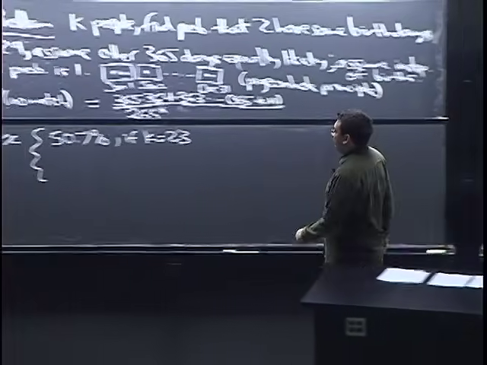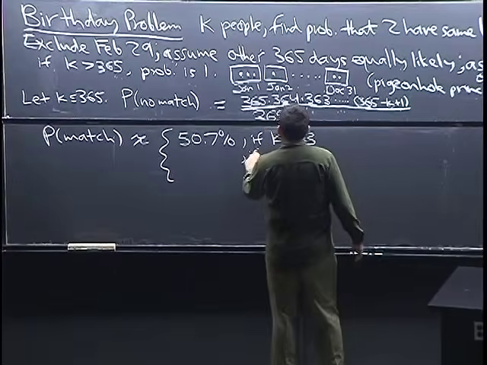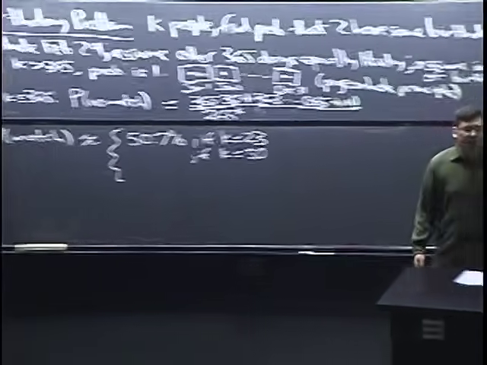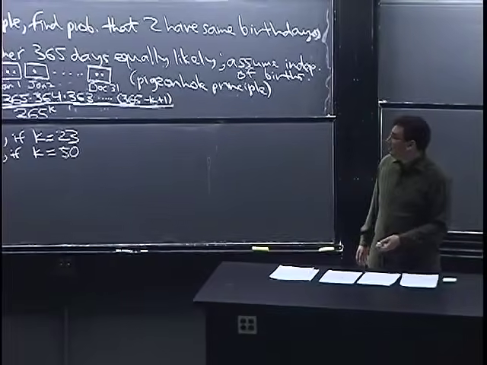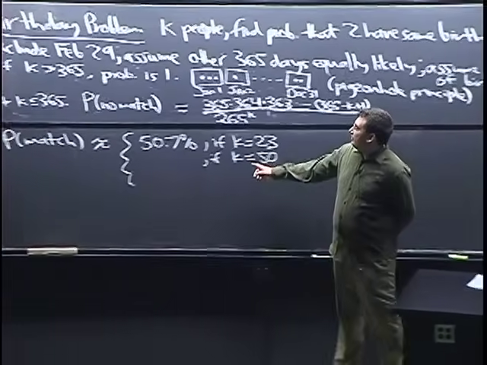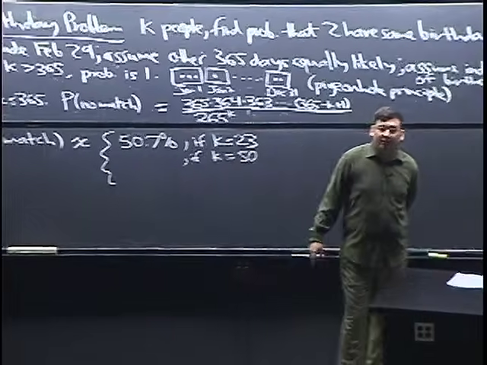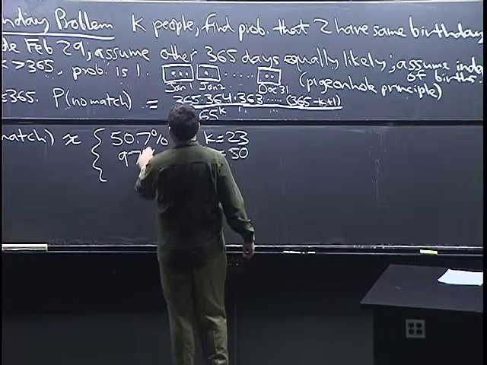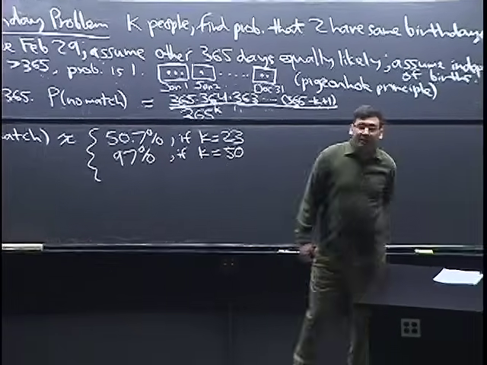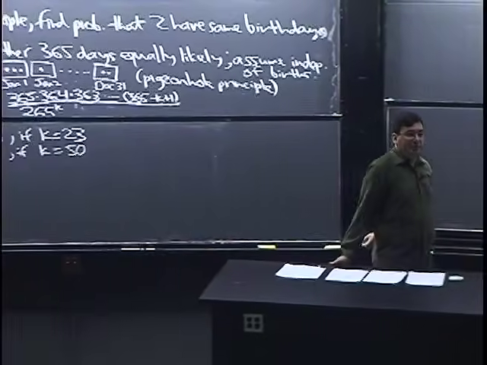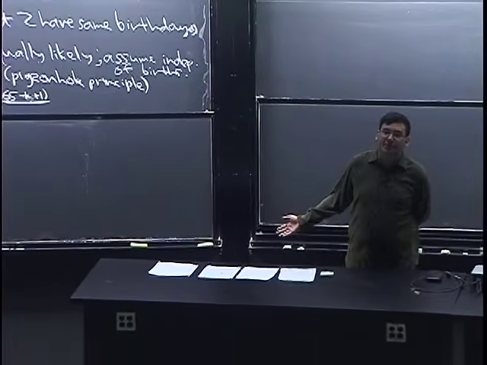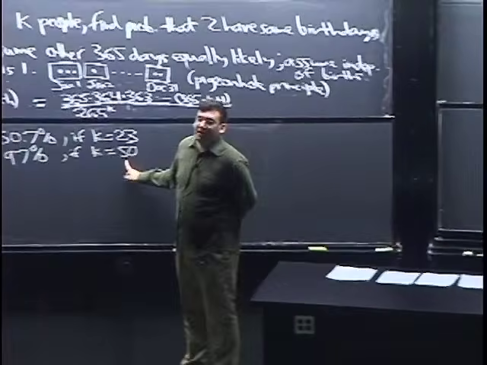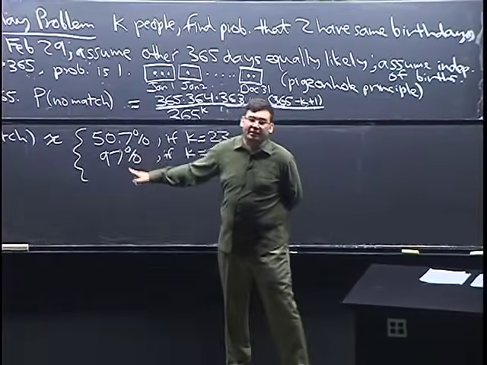Now let's just look at a couple other cases. If k equals, say, 50, so a little more than double 23, so obviously it's going to be more likely. The question, though, is how much more likely? Well, if you do the computation, you'll find that with 50 people, there's a 97% chance. So it goes way up. Most people's intuition was that even with 150 people, it's still not going to be 50-50. This says that with only 50, not 150, it's 97% likely.